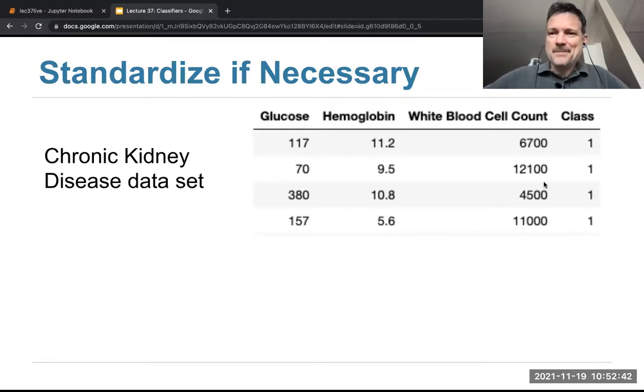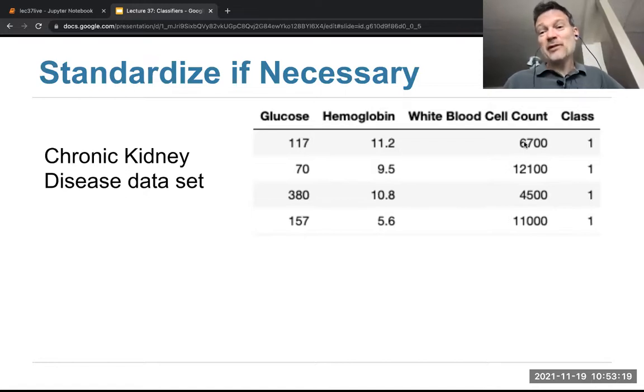Yeah. If I have a new patient that's just like the first row in this table, but has a 10% higher value for everything, 10% higher for hemoglobin is going to be only about 1 higher. So it's only going to add about 1 to the distance. But 10% higher in the white blood cell count is like 600 or 700 higher. So it's going to add about 700 to the distance. So the distance is going to be dominated by differences in the white blood cell count column.